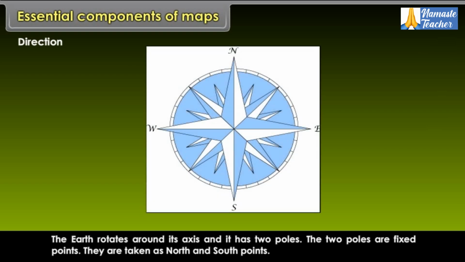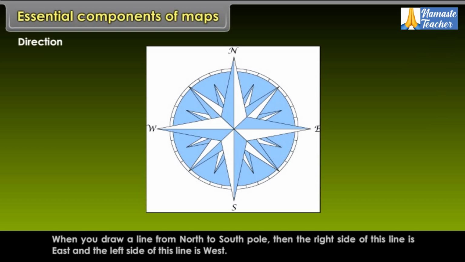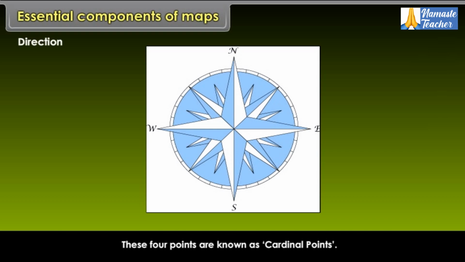The Earth rotates around its axis and it has two poles. The two poles are fixed points. They are taken as north and south points. When you draw a line from north to south pole, then the right side of this line is east and the left side of this line is west. These 4 points are known as cardinal points.